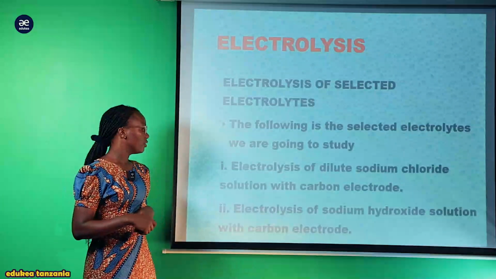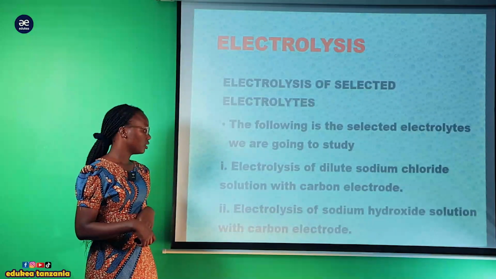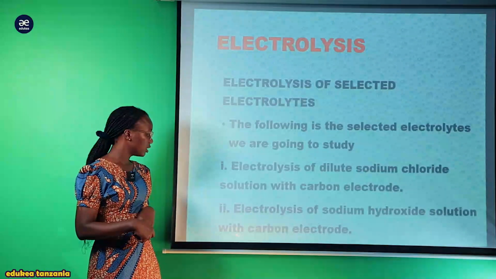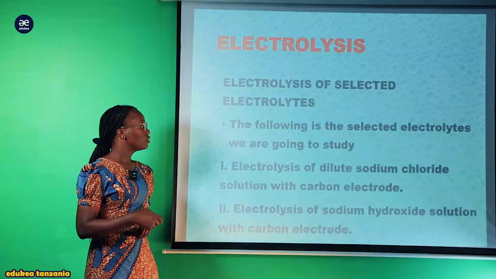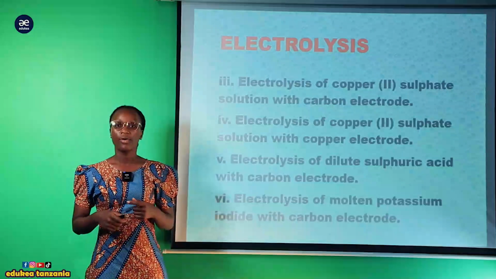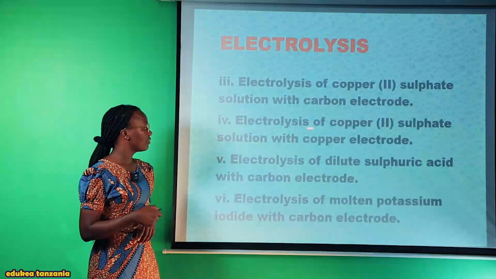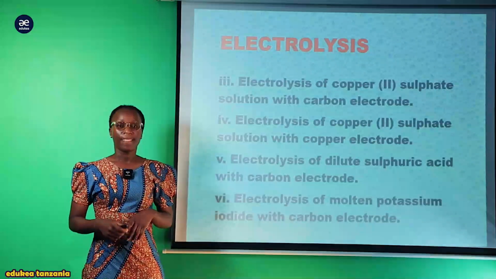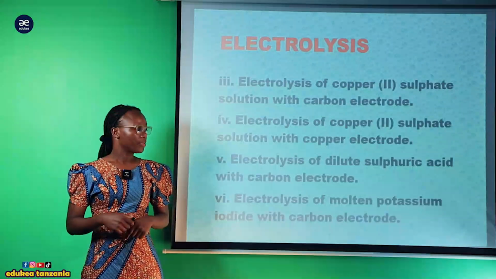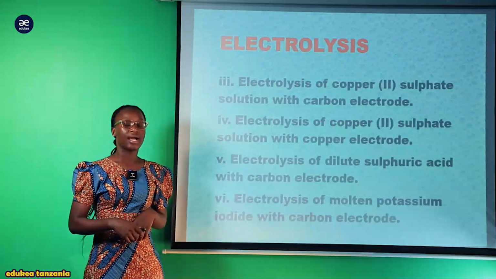We are going to study the electrolysis of dilute sodium chloride solution with the carbon electrode. The electrolysis of sodium hydroxide solution with the carbon electrode. The electrolysis of copper(II) sulfate solution with the carbon electrode. Also the electrolysis of copper(II) sulfate solution with the copper electrode. As well as the electrolysis of dilute sulfuric acid with a carbon electrode. Finally, the electrolysis of molten potassium iodide with the carbon electrode.